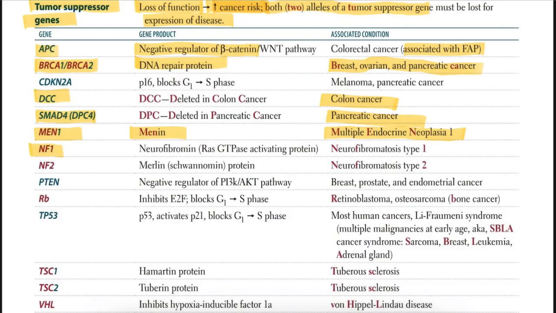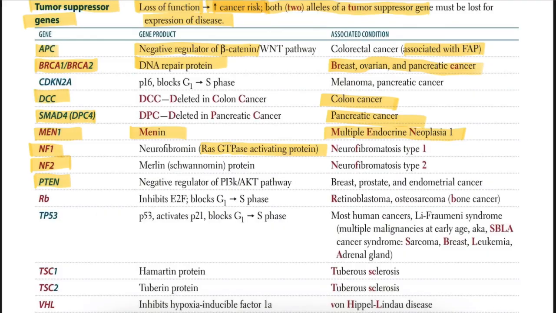Next one we can see the NF1 gene. It is neurofibromin, a RAS GTPase activating protein. The condition is neurofibromatosis type 1, with café-au-lait spots or Lisch nodules. Next one, NF2. This gene encodes a myelin-related protein, associated with neurofibromatosis type 2, and we can see bilateral acoustic schwannomas.